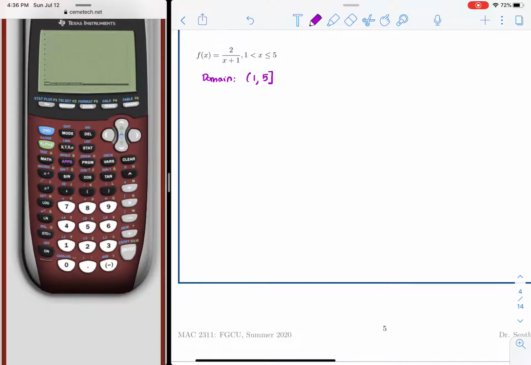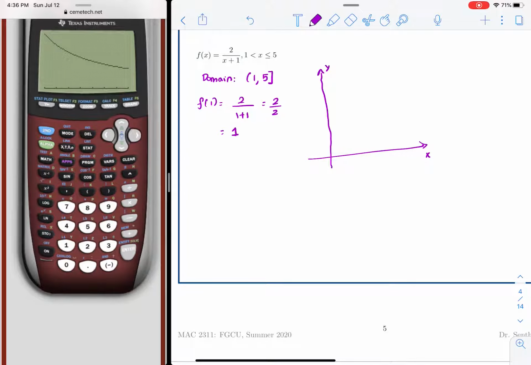I'll have to adjust the window, obviously, because we are getting into fractions. So the y values, I'm just going to set it between 0 and 0.5. And that's the curve we are looking at. When x is 1, f of 1 would be 2 over 1 plus 1, which is 2 over 2, and we end up getting 1.